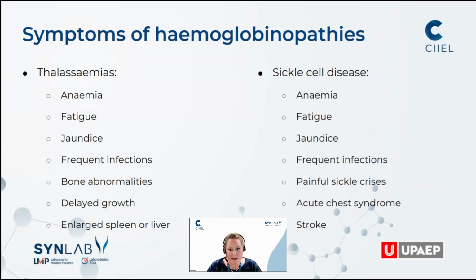So the symptoms of hemoglobinopathies, so here you see the thalassemias on the left and sickle cell disease on the right. Now they have some fairly unifying symptoms, so symptoms of anemia, of fatigue, jaundice, frequent infections, and then with the thalassemias you also get some bone abnormalities, delayed growth, and enlarged spleen or liver. And with sickle cell disease you have these painful sickle cell crises and a syndrome called acute chest syndrome, which we'll go into a bit later. Patients with sickle cell disease are also at higher risk of strokes.